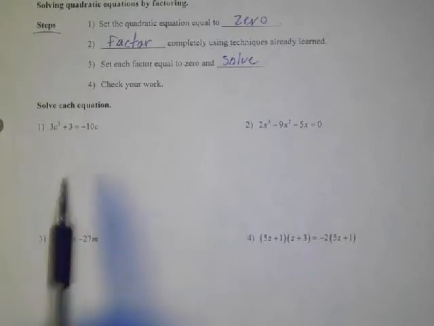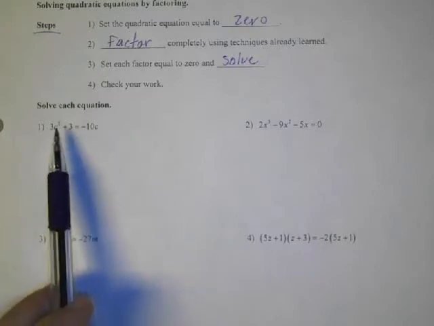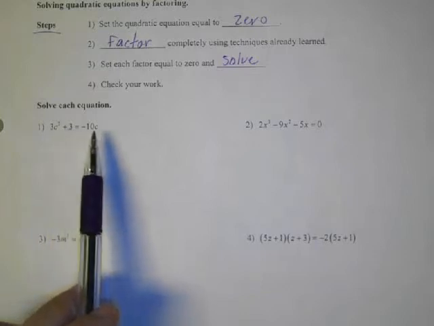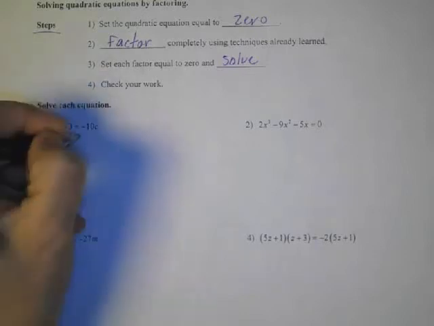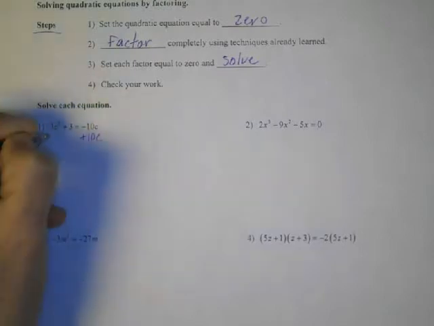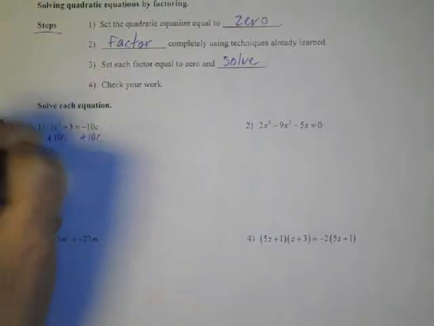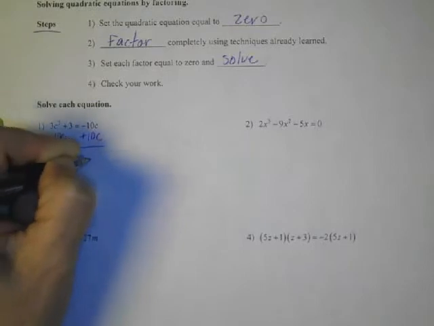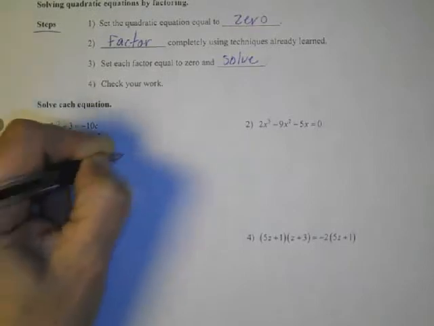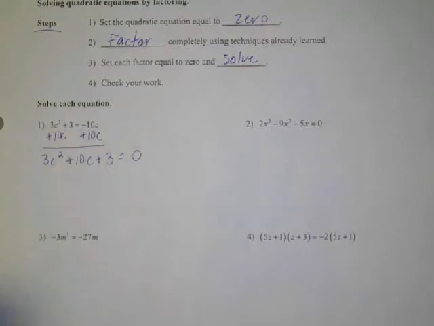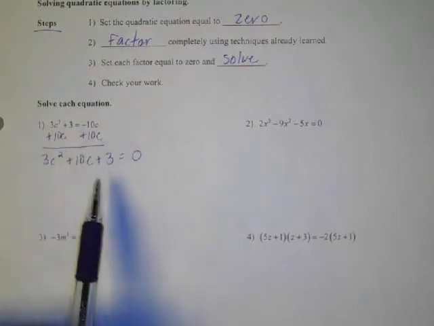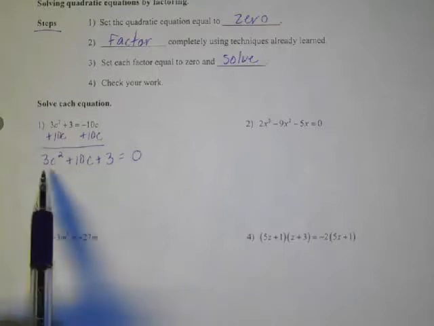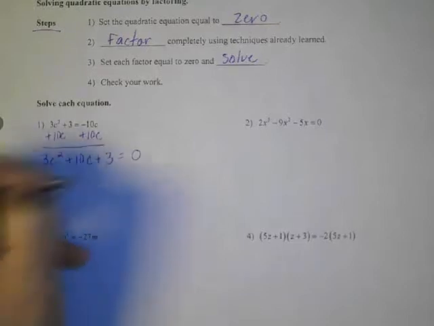We see that the first is definitely quadratic because it has a power of 2. To begin, we're going to add 10c to the other side. We get 3c squared plus 10c plus 3 equals 0. We will then factor this. Remember, when factoring, look for GCF first. I don't see one, so I'm going to use trinomial factoring.